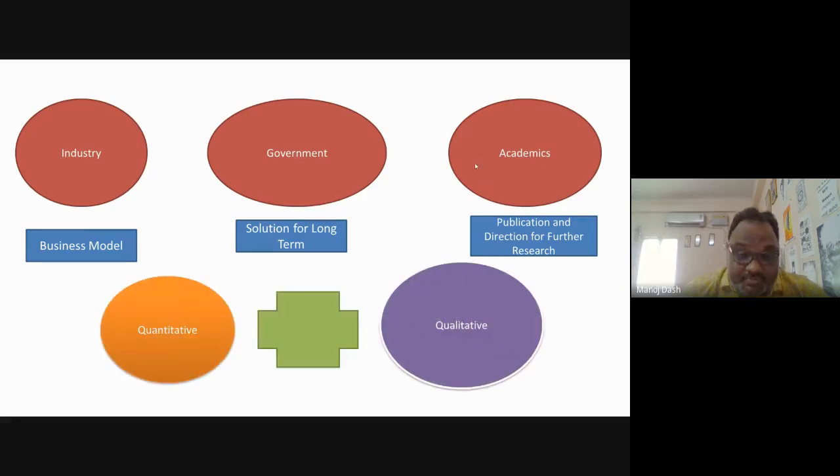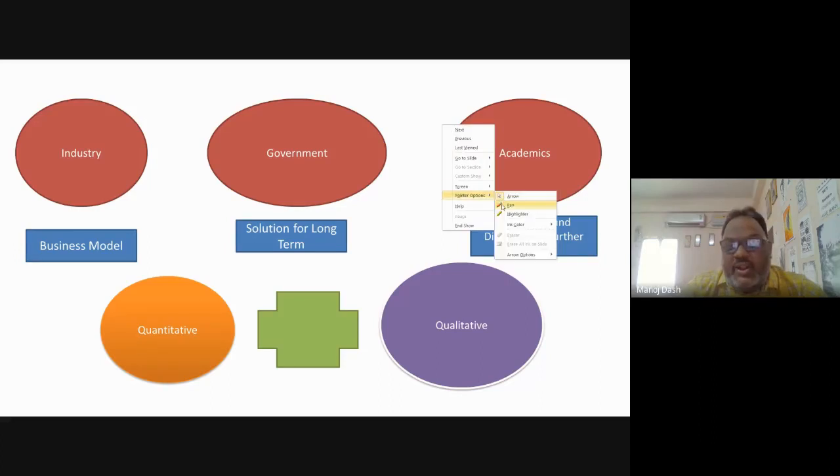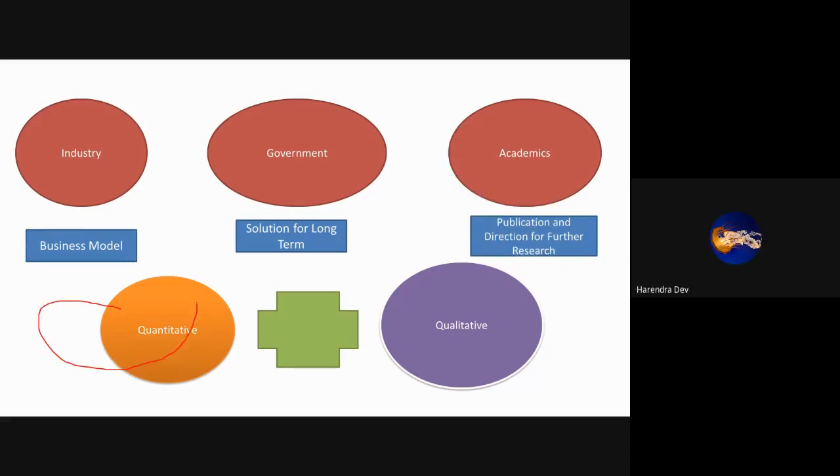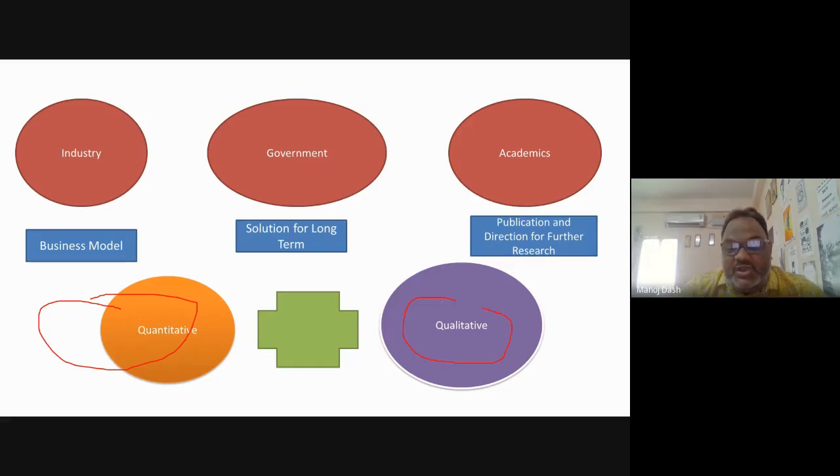So the question arises, what is my objective? For whom am I going to work? Is my objective only publishing the paper, or do I want to develop some policy for the government, or develop some business model which can help me start technical incubations? Whatever the research is, there are two parts: either you apply quantitative methods, or qualitative methods, or you can apply both as a mixed method.